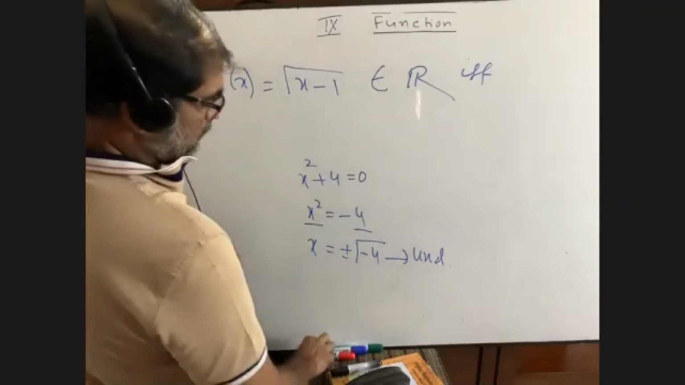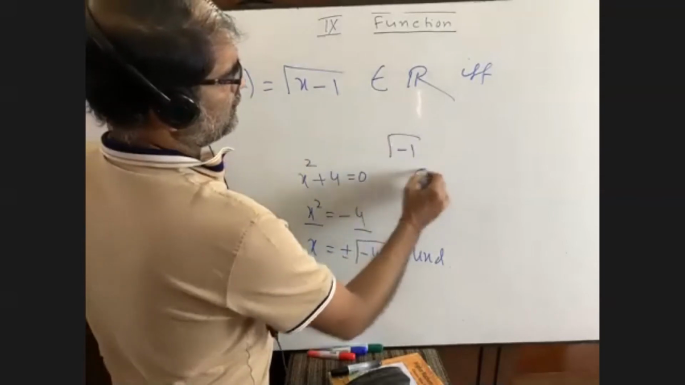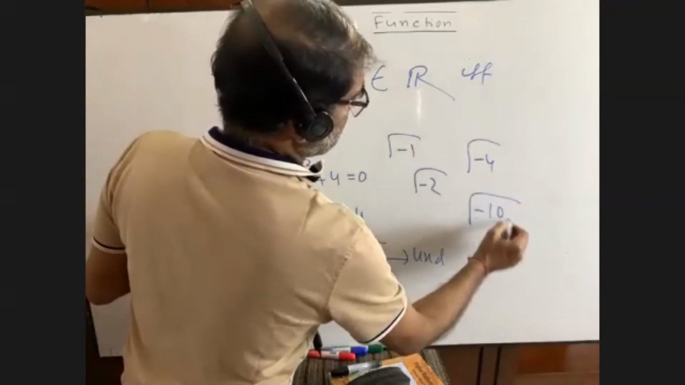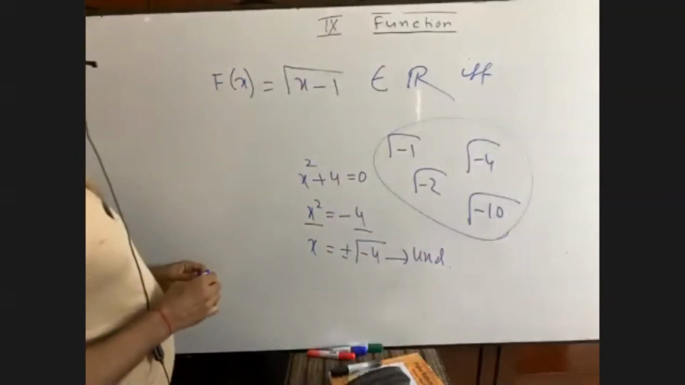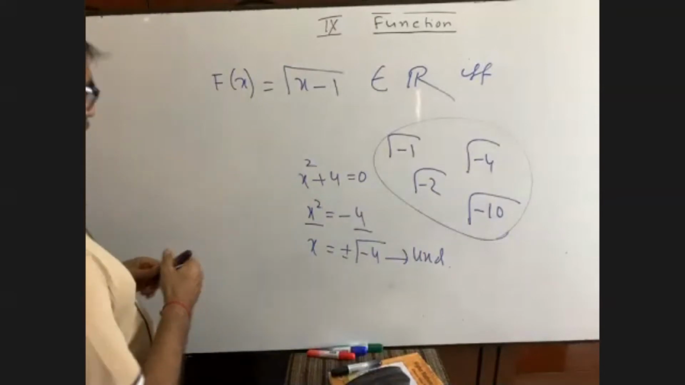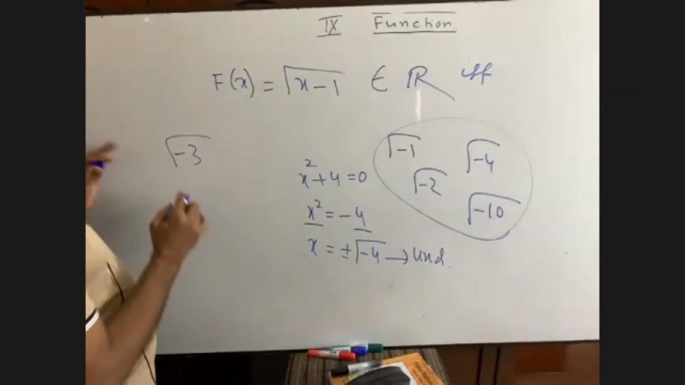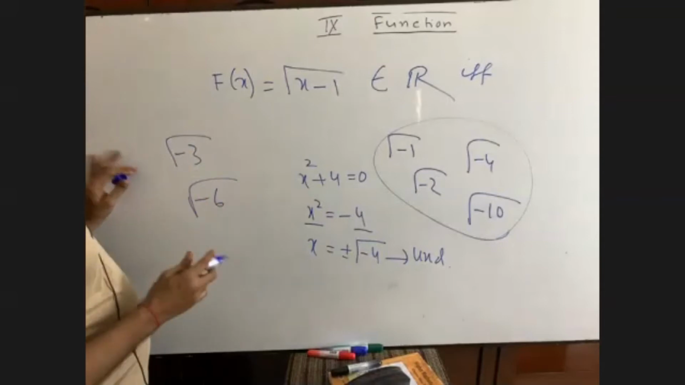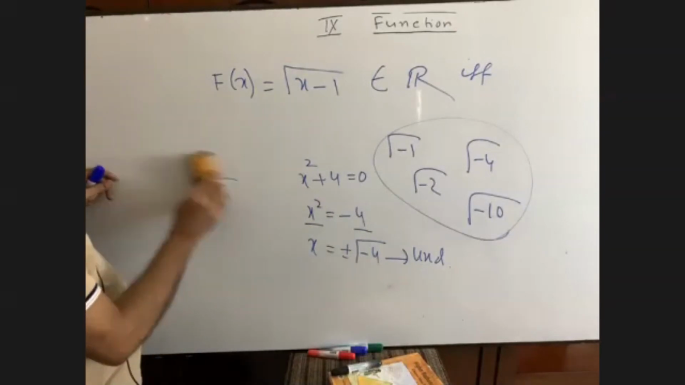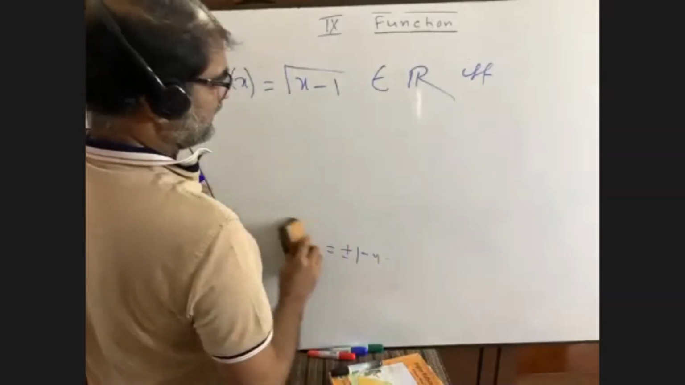That we have come to know we don't get any value like root over minus 1, root over minus 2, root over minus 4, root over minus 10. Those have no value. Can you find the value of root over minus 3? We don't have any value. Can you find root over minus 6? We don't have any value. That means in the square root, we must not have any negative value.